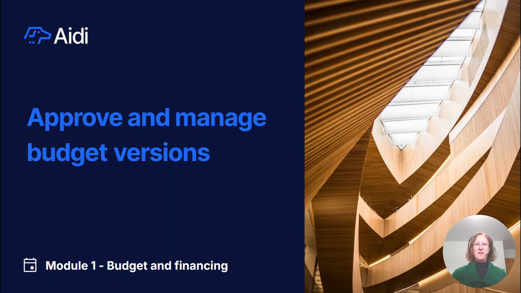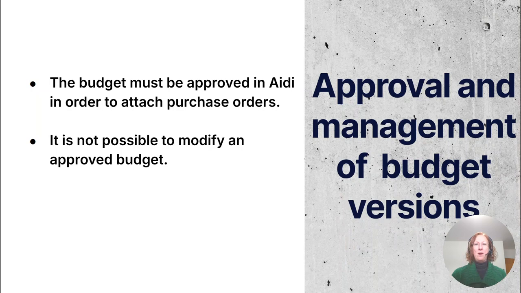We've seen in previous videos how to create a budget and attach financing to it. When all these steps have been completed, you can send the budget for approval. An approval chain for the budget may have been defined at project level, as we saw in video 1.1.3, configure approval chains at project level.